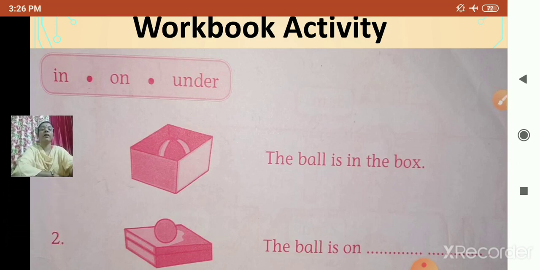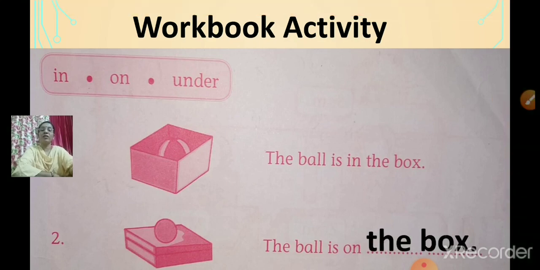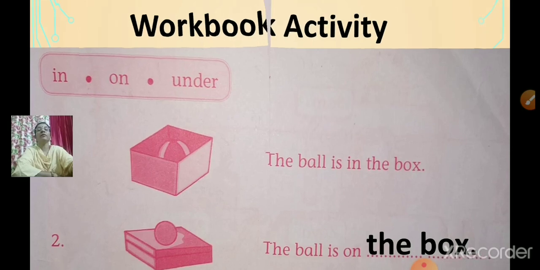See the second one. Second question: the ball is on dash. So where is the ball? The ball is on what? What is in the picture? Can you see where the ball is? The ball is on the box. First one, the ball is in the box. Second answer, the ball is on the box. Okay. So the next one.